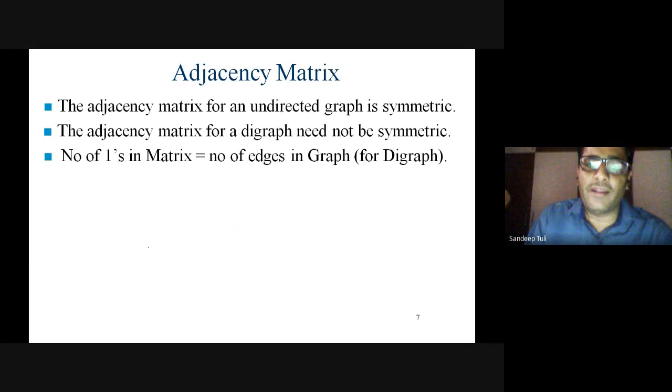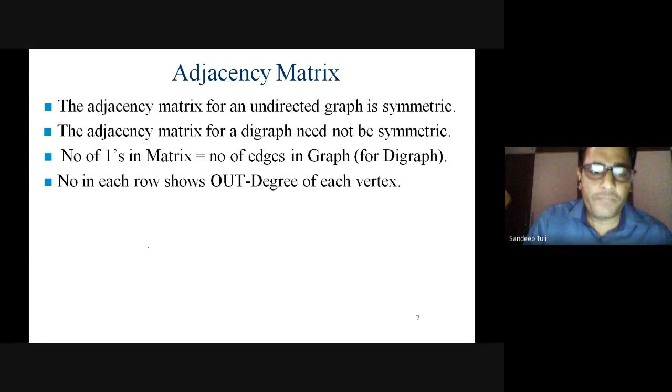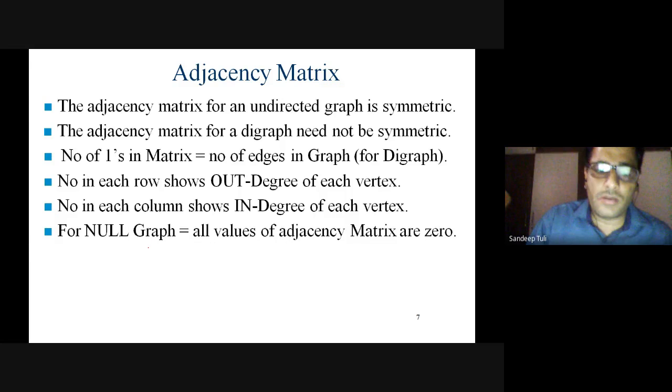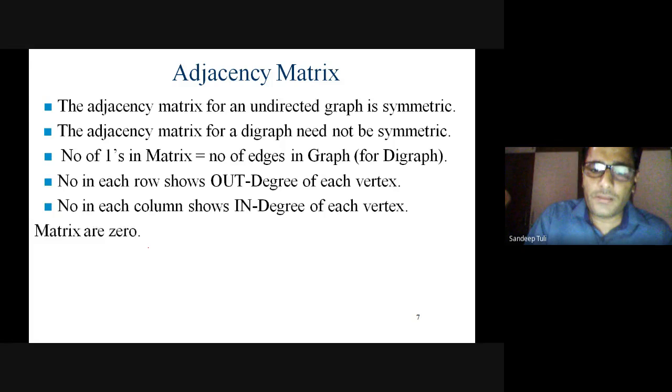What I am saying is, the number of ones in the matrix will be equal to the number of edges in the graph. Okay. Now, each row shows the out degree of each vertex. Definitely, it is for a directed graph because I am talking about out degree. The sum of each column shows the in degree of each vertex. We have seen already. Is it okay? This fourth and fifth point is okay. Yes, sir. And the totals will be the out degree and the in degree, actually.